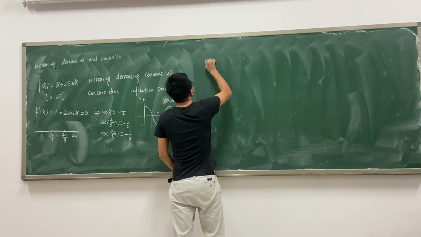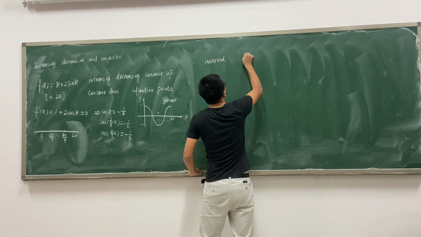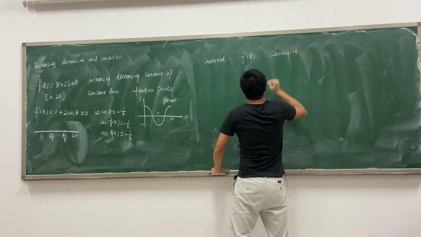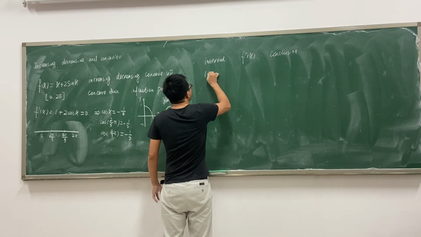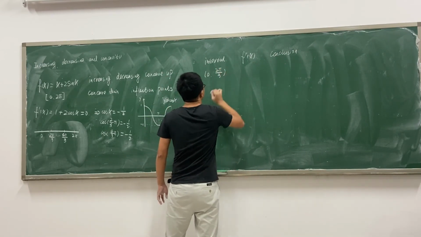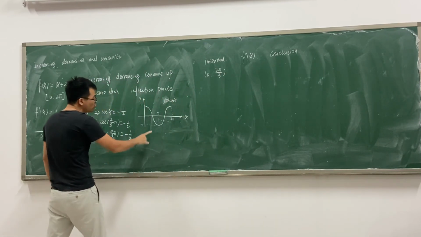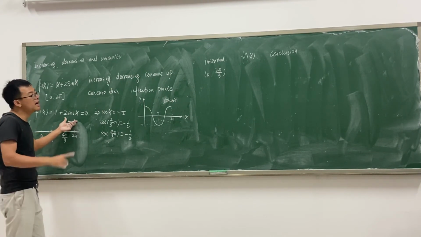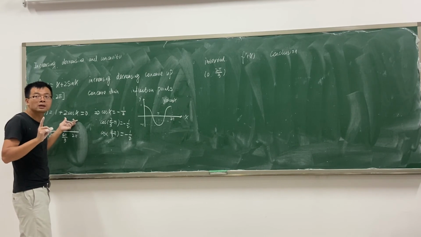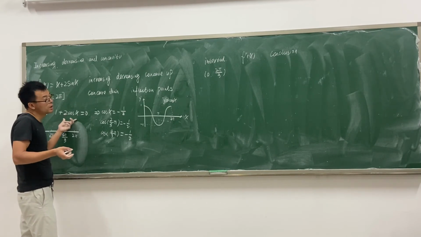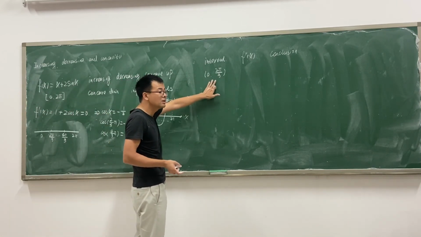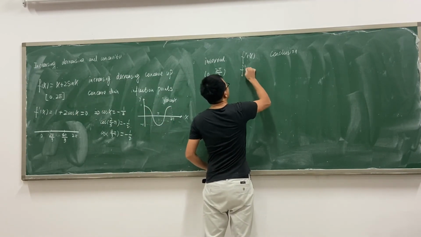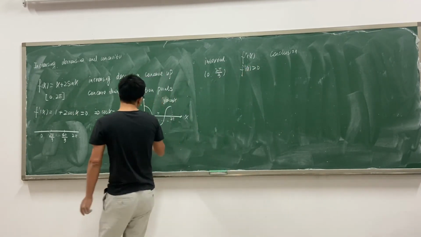Here the interval, the f prime, and the conclusion. So the interval here is 0 to 2 pi by 3. Is f prime greater than 0 or less than 0? You just need to choose a value in this interval. We can see this is greater than 0. You can choose this point.